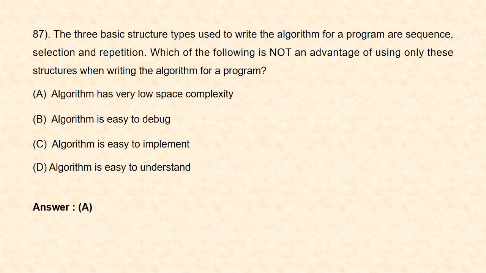Next question. The three basic structure types used to write the algorithm for a program are sequence, selection and repetition. Which of the following is not an advantage of using only these structures when writing the algorithm for a program? They have given which of the following is not an advantage.